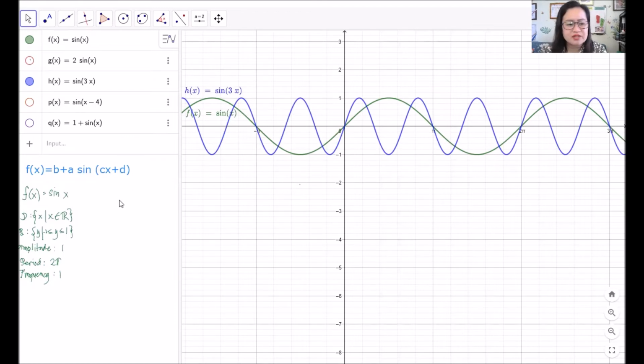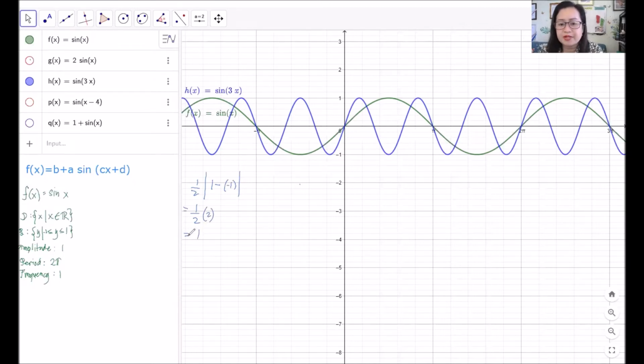Okay, so let's compare. The domain is still the set of real numbers. The range is still the same. It's a closed interval from negative 1 to positive 1, or just as what is written, y is greater than or equal to negative 1, but less than or equal to positive 1. For the amplitude, we can still see that the maximum value is at positive 1, while the minimum value is negative 1. So let's see if there is a change. We will just take 1/2 of the absolute value of the highest value minus the lowest value. Still, we have 1/2 of 2. So still, the amplitude is the same.